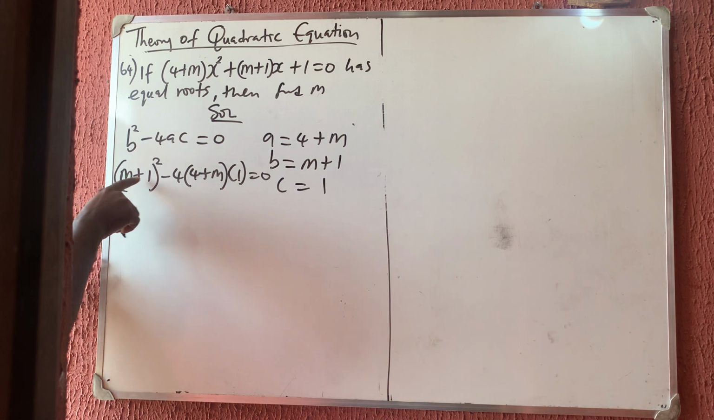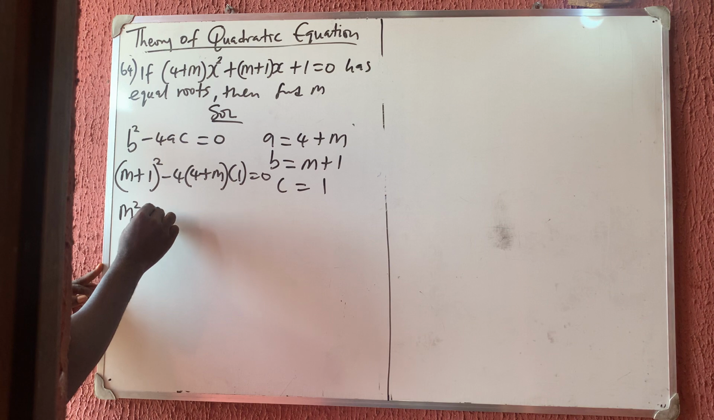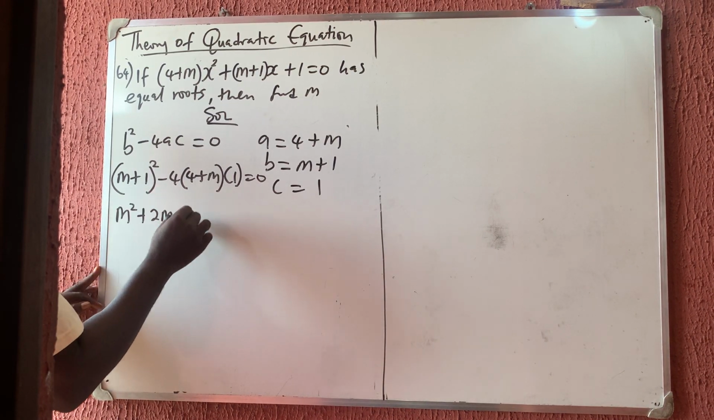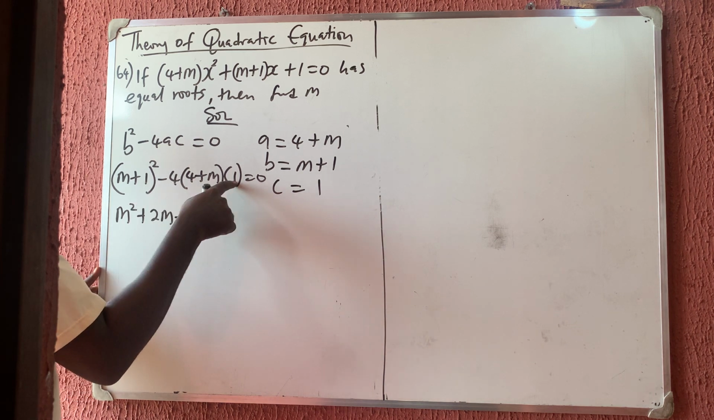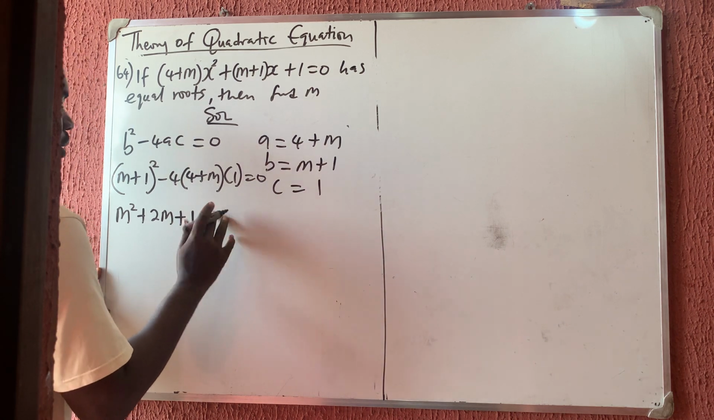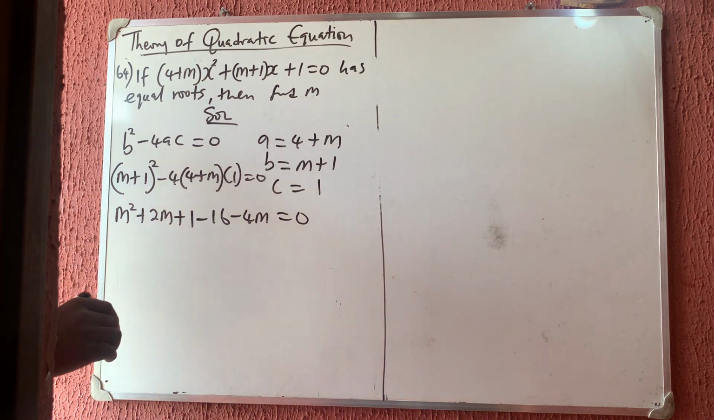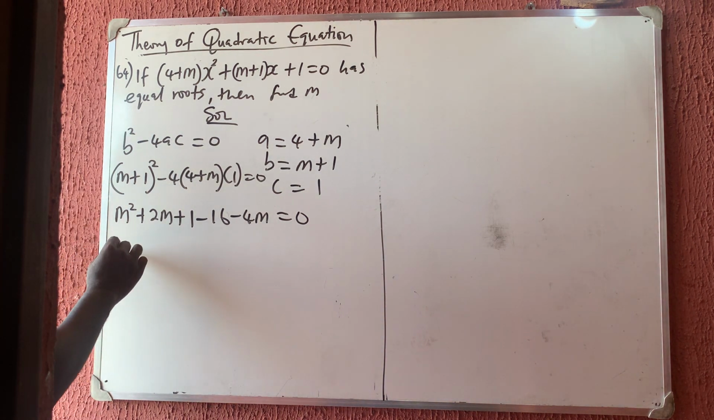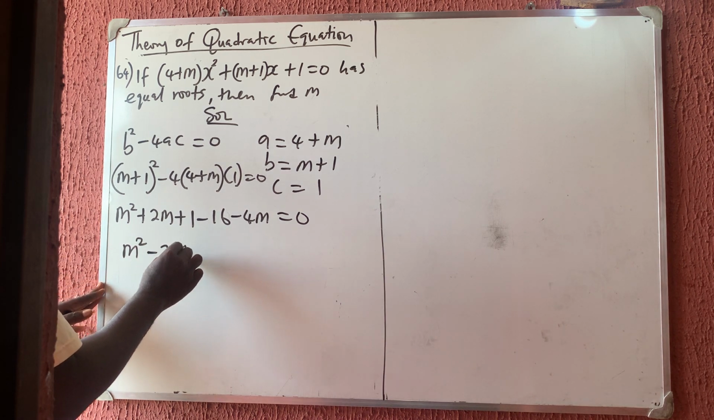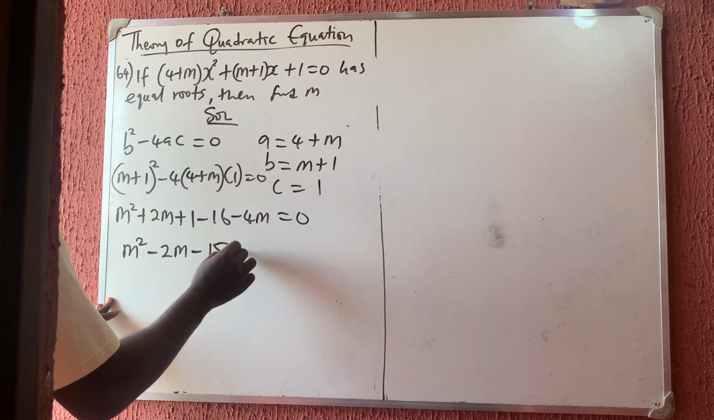So what do we have? Opening this bracket, I square the first one, m², multiply the first and the second and double it, you have 2m, square the last one, plus 1. Then opening here, 4 times 1 is 4, so 4 times this, I have minus 16, then minus 4m is equal to 0. So what do we have? This is m², this and this will give you minus 2m, then this and this is going to give you minus 15, equal to 0.